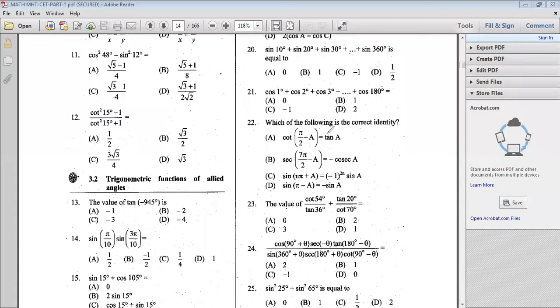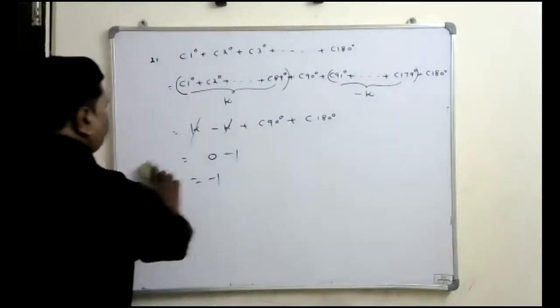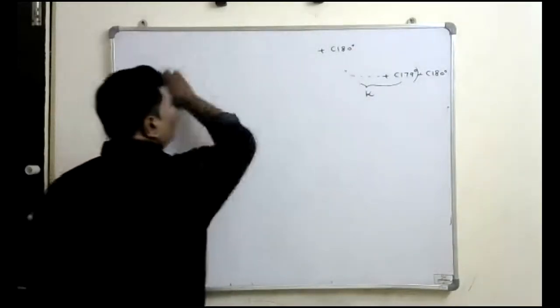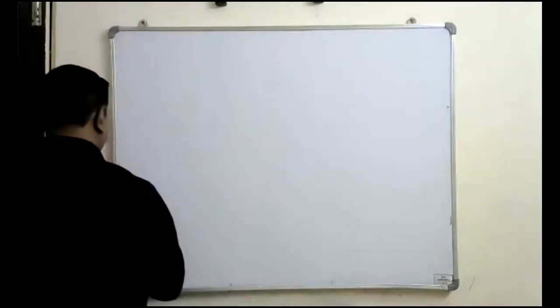Option B, look. 7 pi by 2 minus a, which quadrant does it lie in? Fourth quadrant. Just observe here, 22nd problem.